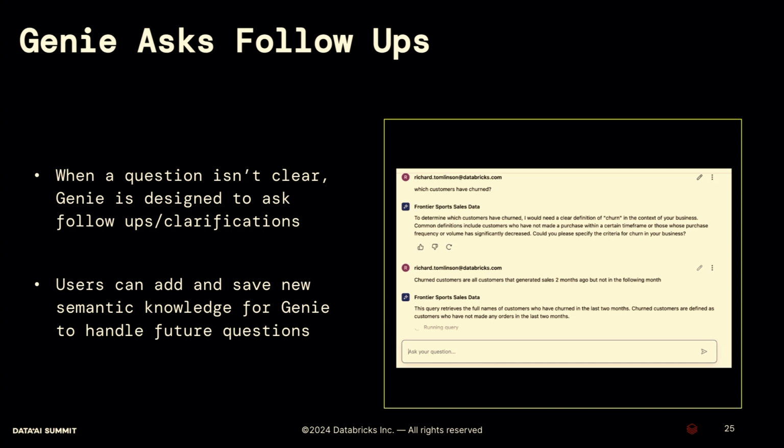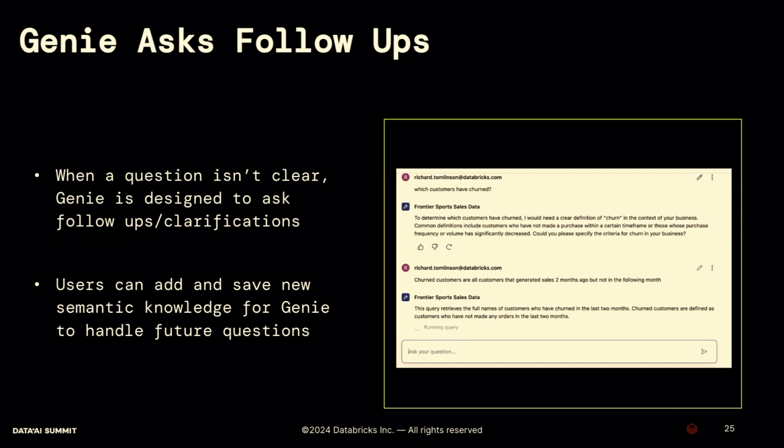Genie recognizes that it has a knowledge gap and asks the business user, hey, I don't understand what churn means. Can you tell me what the actual definition is? I, as a business user, understand that churn specifically means a customer bought something 2 months ago and hasn't bought anything since. I can upload this semantic understanding to Genie, and then Genie's going to be able to give a response that captures this new semantic knowledge.